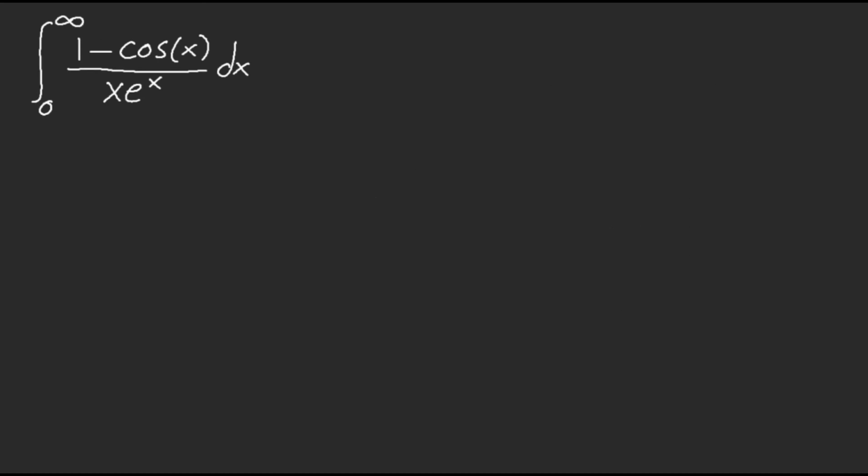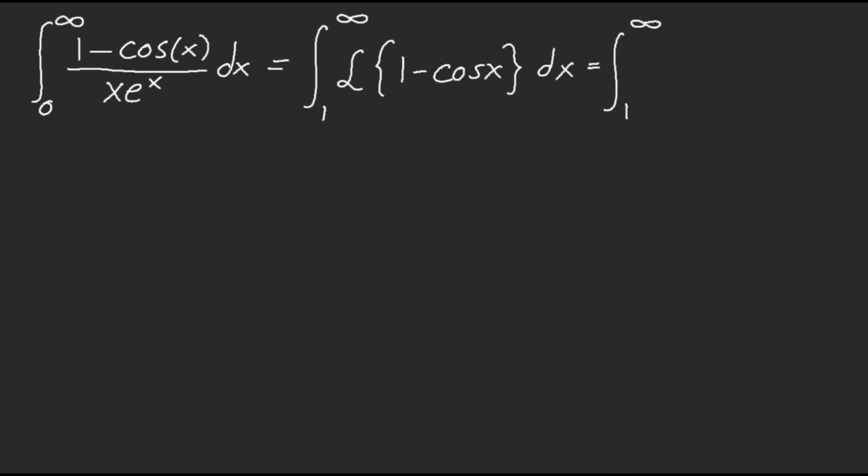Okay, so we have an awkward looking integral here. Can we use Laplace on this? Yes, we can. We technically have from 1 to infinity, and then we have the Laplace of pretty much 1 minus cosine of x dx. So now the Laplace of this, 1 would be like 1 over s, so it'll be 1 over x minus the Laplace of cosine, which is x over x squared plus 1 dx.